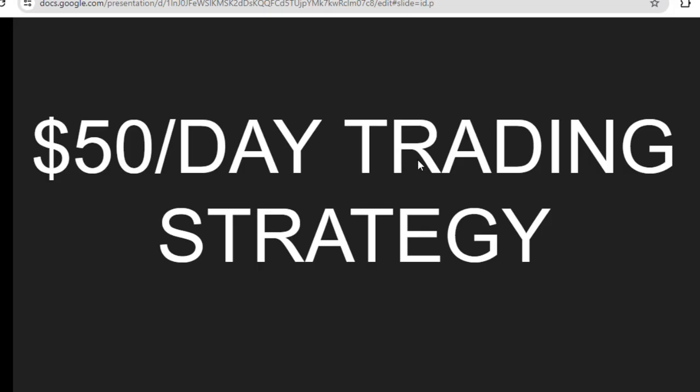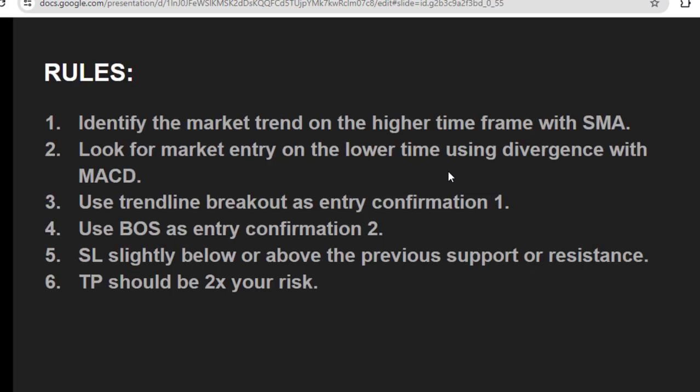Let's dive right in. $50 per day trading strategy. This is very important, and what you need to do is follow these rules to properly apply this strategy. The first one is to identify the market trend on the higher time frame with a simple moving average. The second thing you must do is look for market entry on the lower time frame using divergence with MACD.